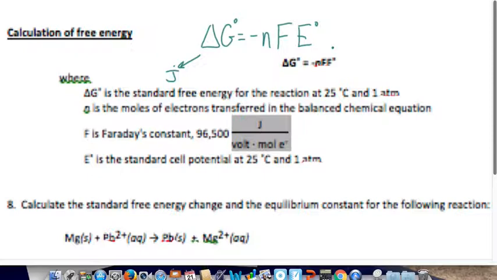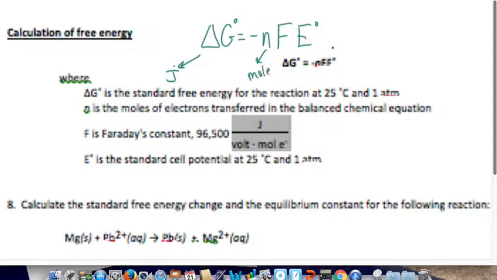N is the number of moles of electrons. What that number is, is the number of moles of electrons that you canceled out when you added those two equations up. So whatever that common factor of electrons when you did your half reactions is your actual number. So if you have a 2 and a 5, your moles would be 10. It's whatever you canceled out.